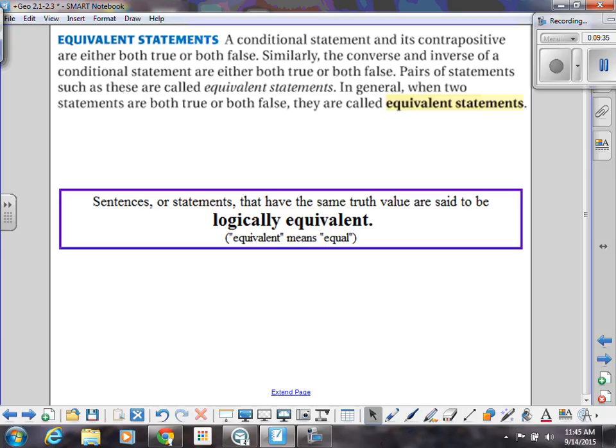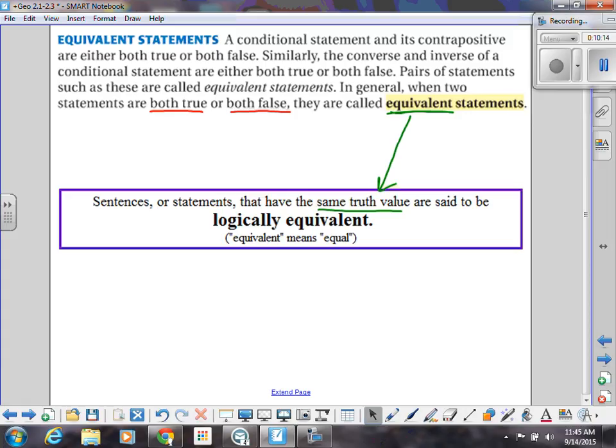All right, equivalent statements. Please don't write all of this. I want you to focus on the word equivalent. What does equivalent mean? Equal. So equal statements means they have the same truth value. Okay, so they either are both true or they're both false. So for example, we had two statements on the previous slide that were both true. Which ones were they? Good. The original conditional and the contrapositive are both true. So that means those are equivalent statements.